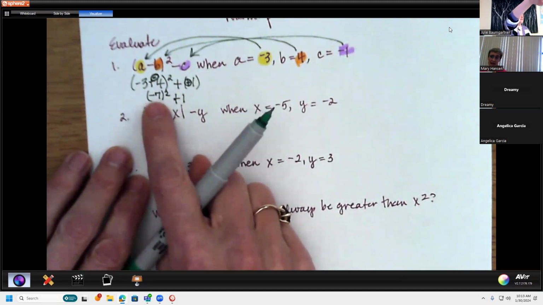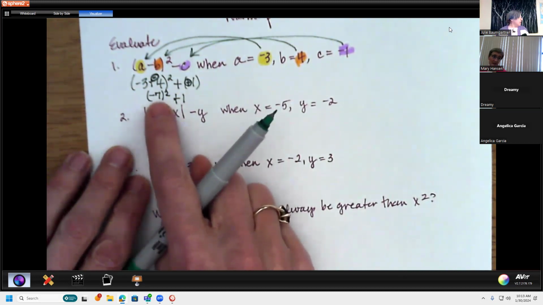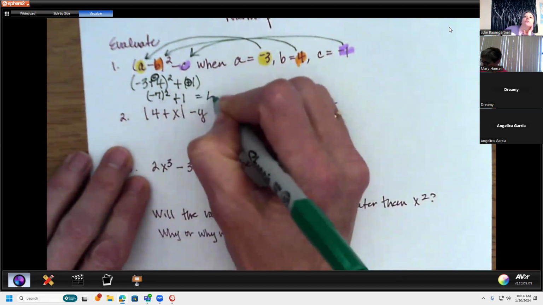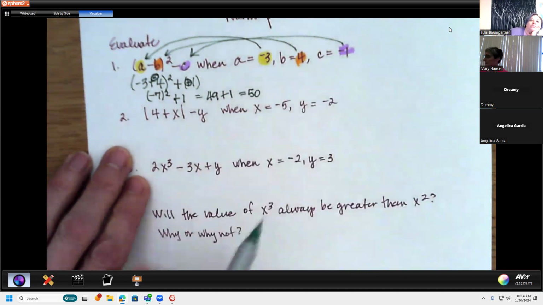So this says take -7 and square it. That means -7 times -7, which is 49. And 49 plus 1 is 50.